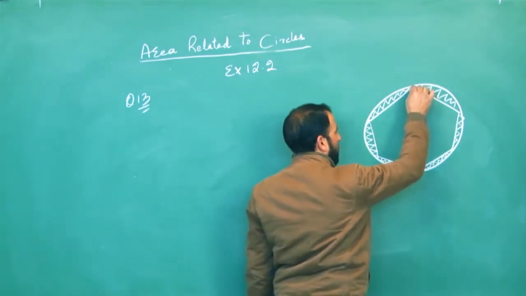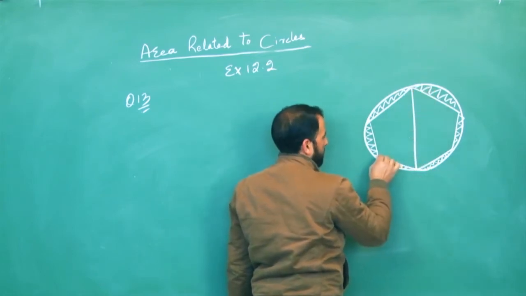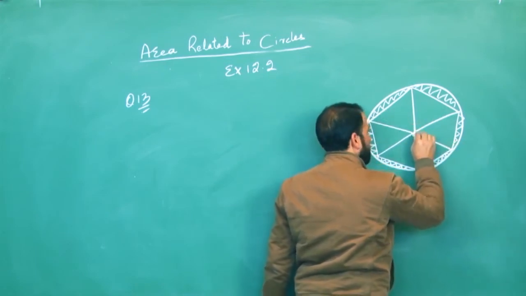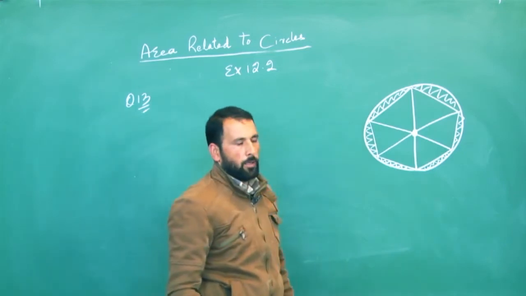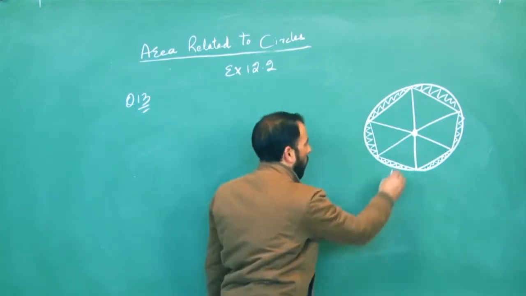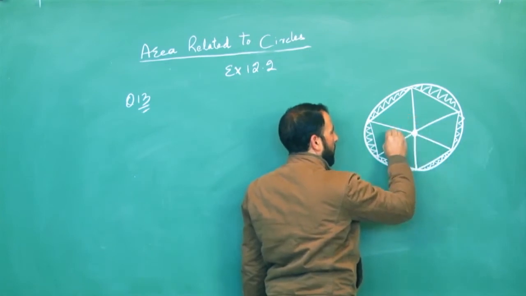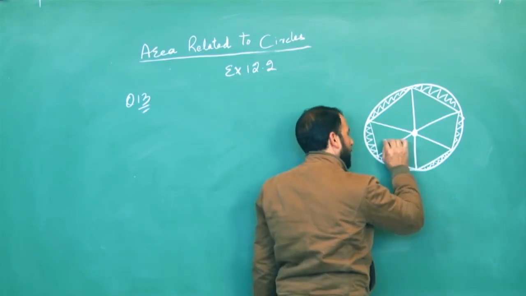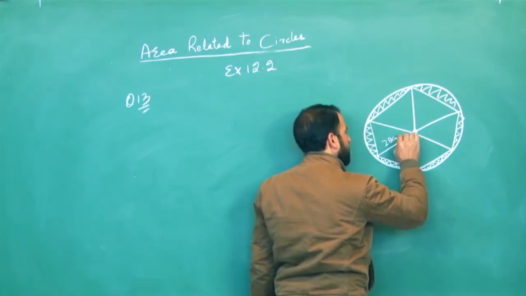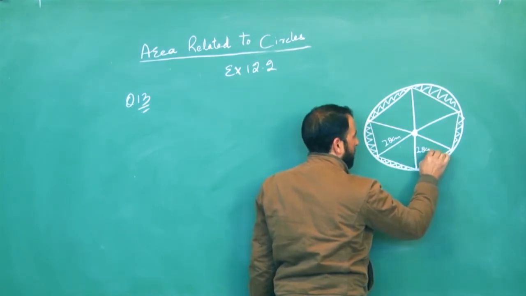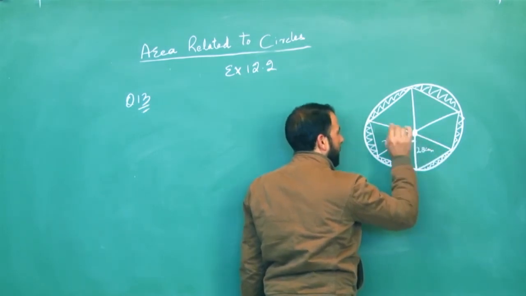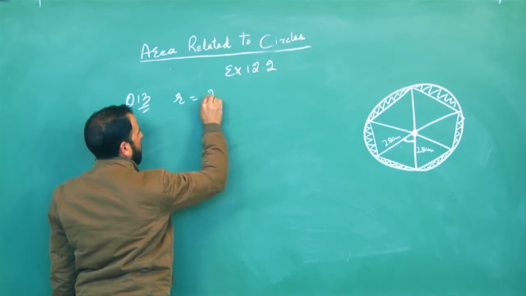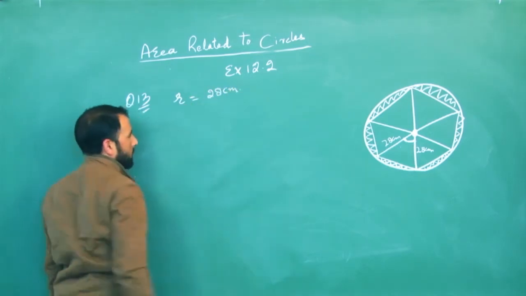If we join the lines here, this central angle is divided into 6 equal parts: 1, 2, 3, 4, 5 and 6. We have to find out the design here. It is given that the radius is equal to 28 centimeter. This is 28 centimeter. Here, first of all, we can find this sector angle. In question 13 we have radius R equal to 28 centimeter, given in the question.